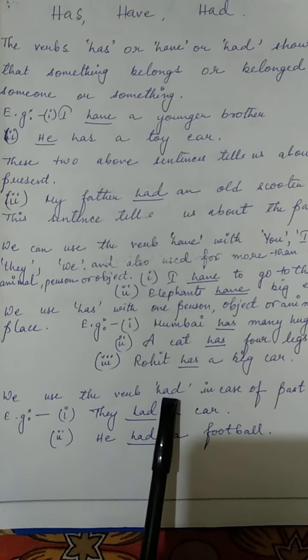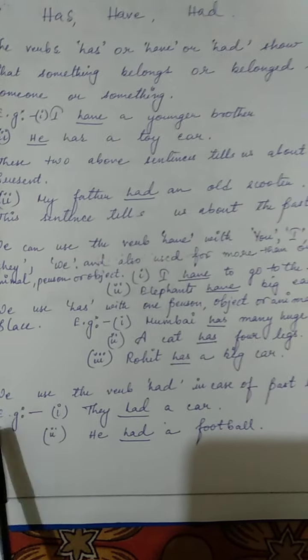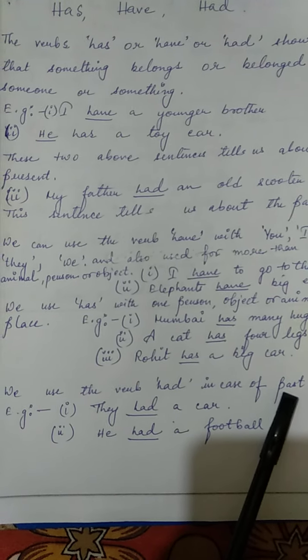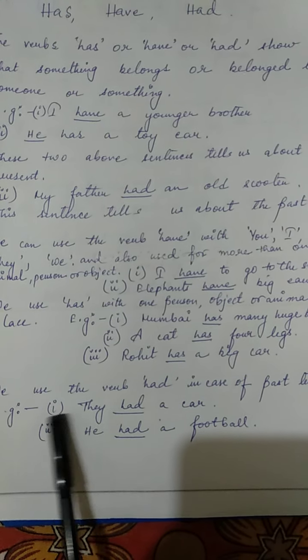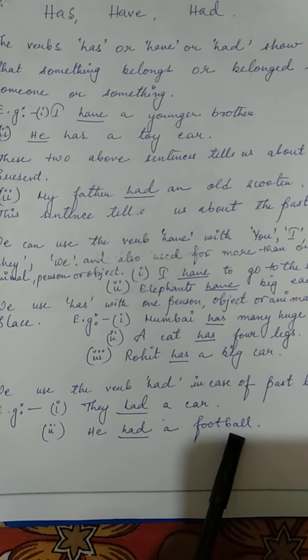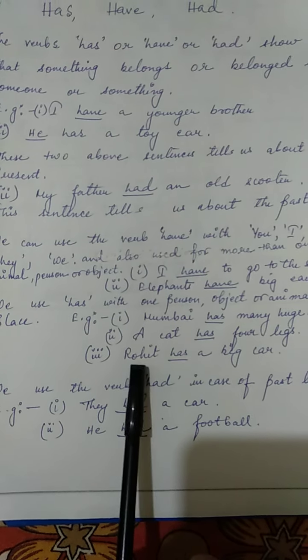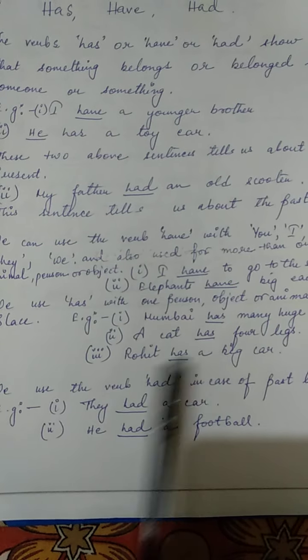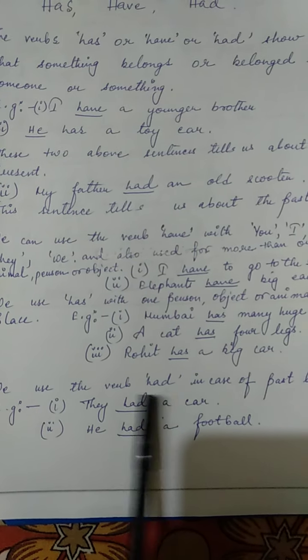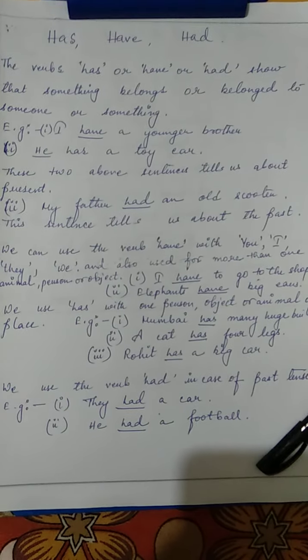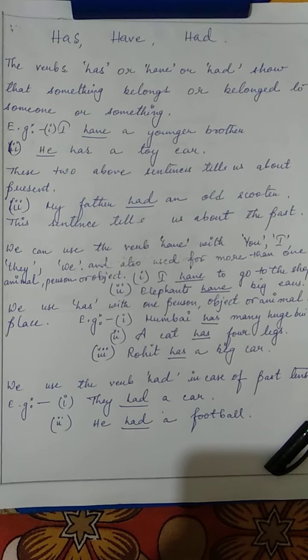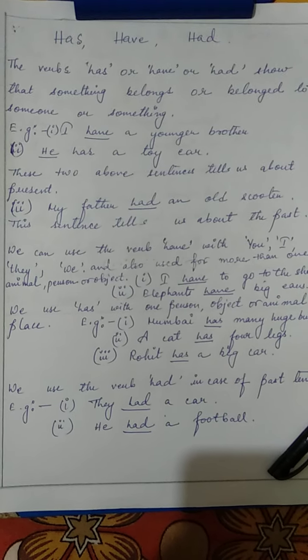Now, the last one is had. We have already done this before. We use the verb had in case of past tense. That is, they had a car, he had a football. Maybe it is a pronoun, maybe it is plural, maybe it is an object, one or more than one. In the case of past tense, we use had. Okay, so this is the introduction part of this chapter has, have, and had.